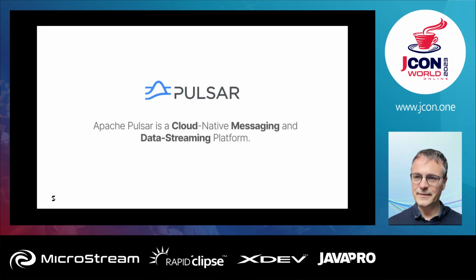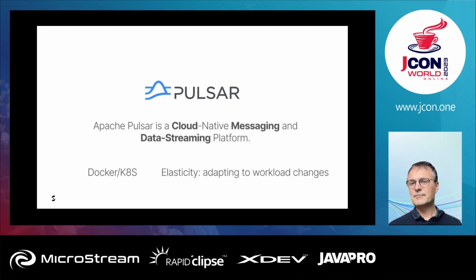So what is Apache Pulsar? Apache Pulsar is a cloud-native messaging and data streaming platform. Cloud native means that Pulsar is designed for running in containerized environments and is designed to scale out, to scale horizontally. But this is not only about scalability, but also about elasticity. And elasticity is about adapting to workload changes. And Pulsar is both a messaging and a data streaming platform, as we will see in this presentation.